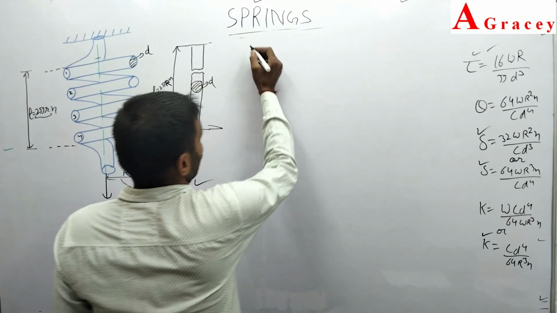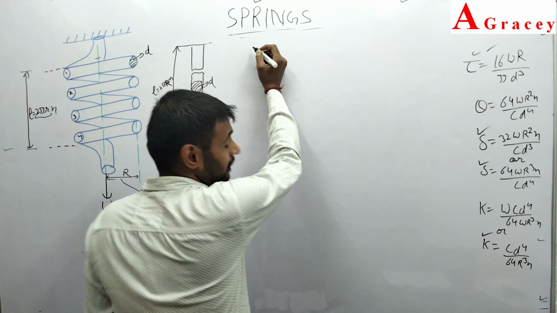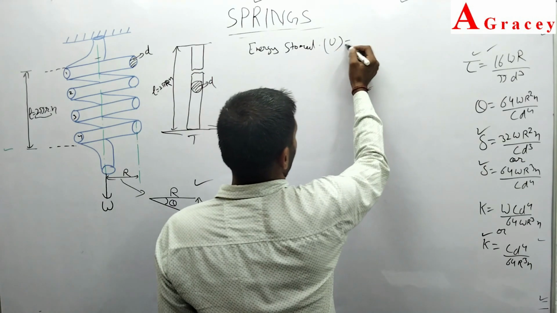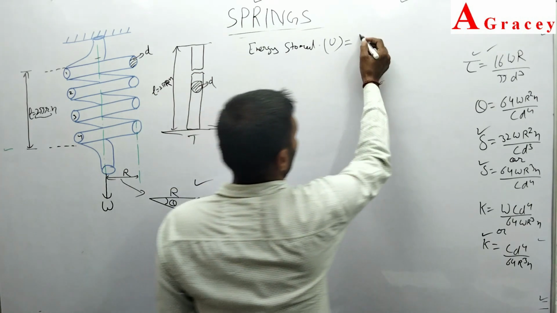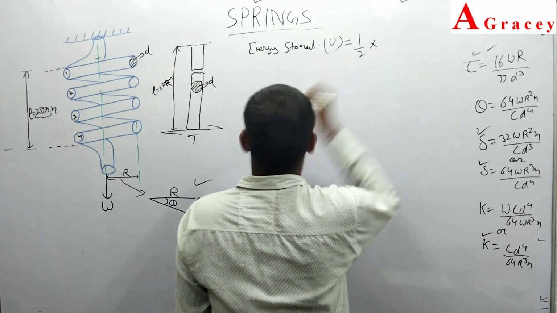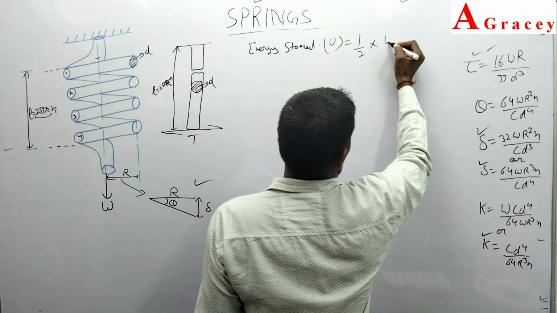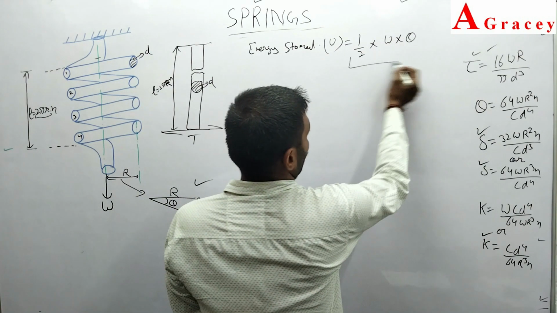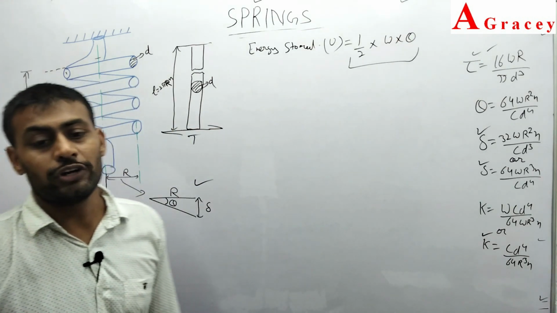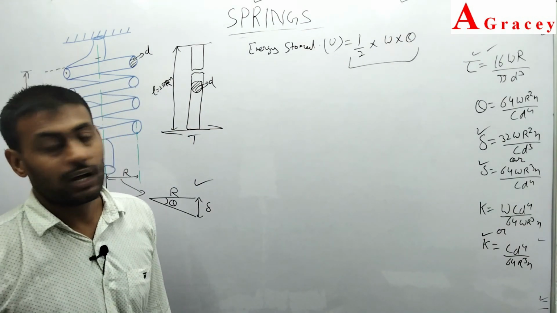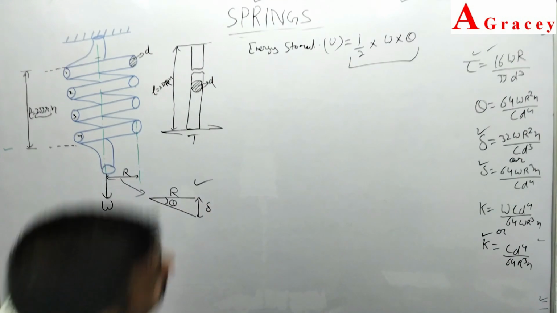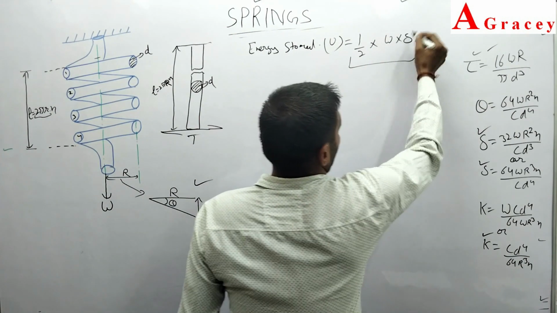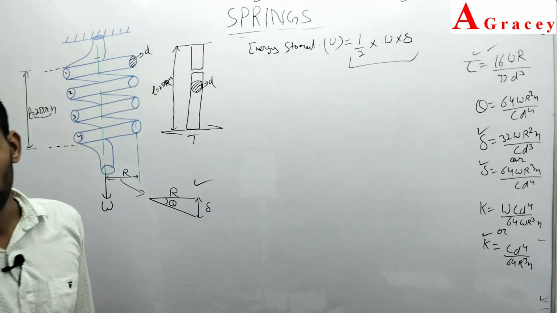Now we will identify the strain energy within the body. Energy stored is represented by U, and you know that the strain energy has the formula half of the load W into deflection. So we concluded that half into load into deflection is represented as... sorry, this is not theta, it's delta, because delta is your deflection and theta was the angular twist.